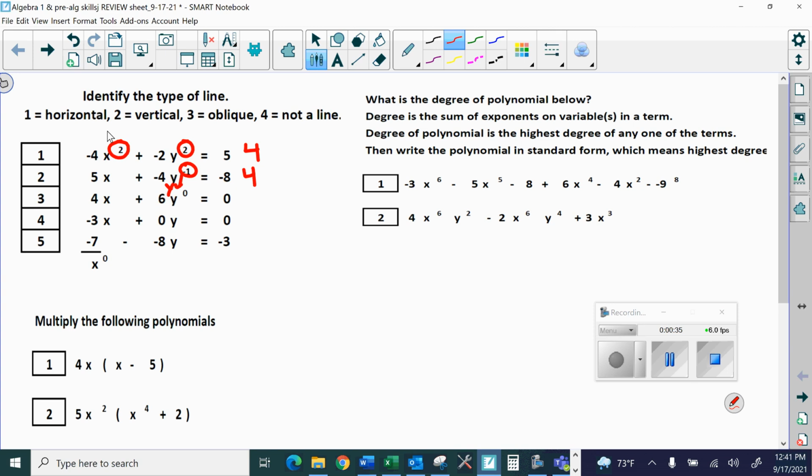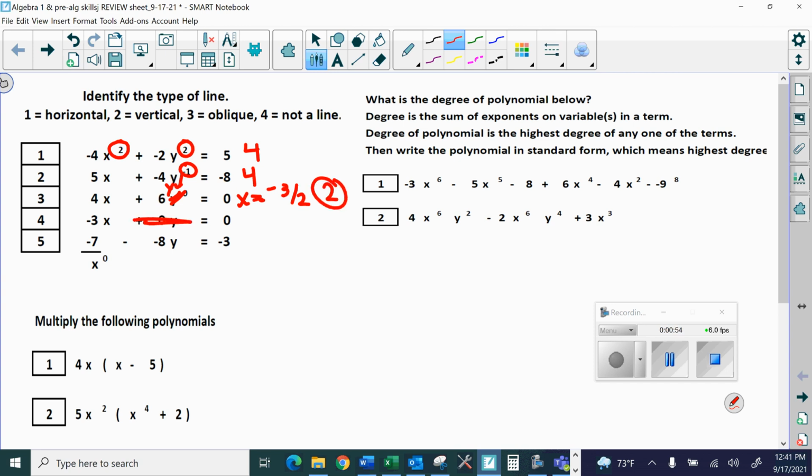Number 3, y to the 0 is 1. So it really says 4x plus 6 equals 0. And when I solve for x, we get x equals negative 3/2, I meant. And x equaling a number is a vertical line. So it's number 2.